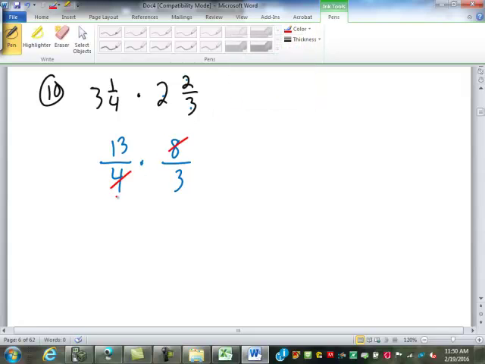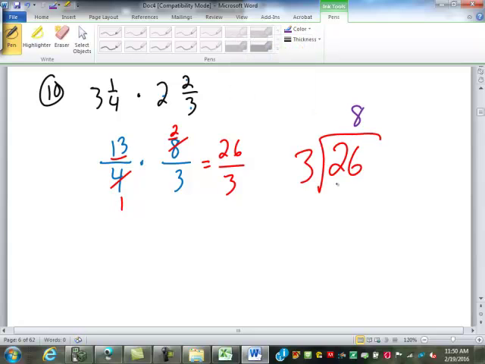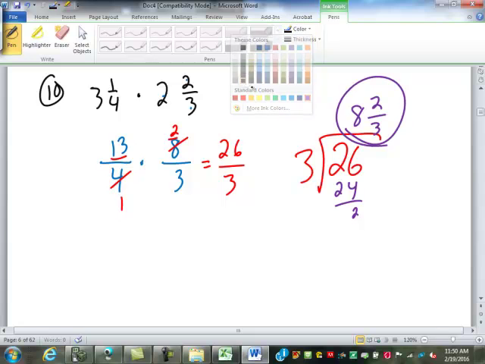The 4 and 8 both divide by 4 to give me 1 and 2. 13 times 2 is 26. 1 times 3 is 3. If I reduce that down, 3 goes into 26 8 times, which would be 24 with 2 left over. 8 2/3.